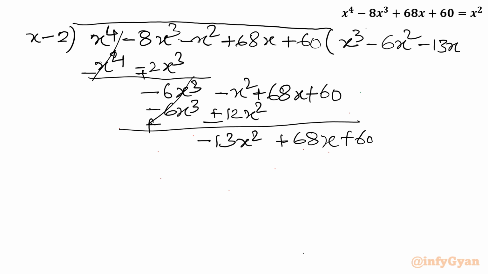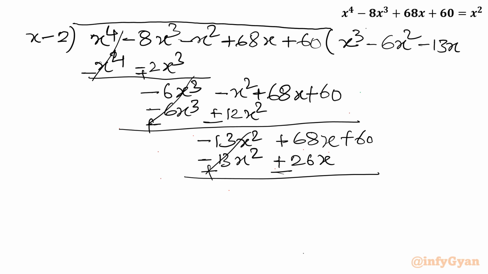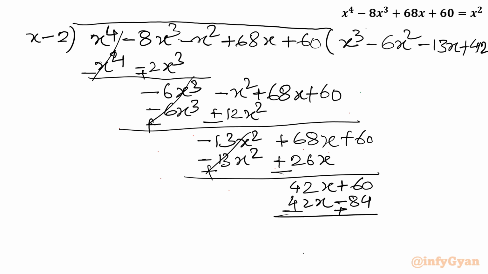Then I will take negative 13x times. X times negative 13x, so it will become negative 13x square. Then I will write plus 26x. Change of sign. This will get over, 68 minus 26, that is 42x plus 60. The last term of the quotient I will write, that is 42. Then it will become 42x minus 84. Change of sign. This term will get added. So 144. So this is our remainder. In this successive manner, we will divide and see, this is our quotient.